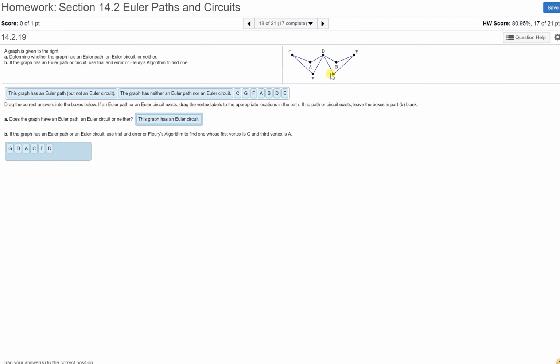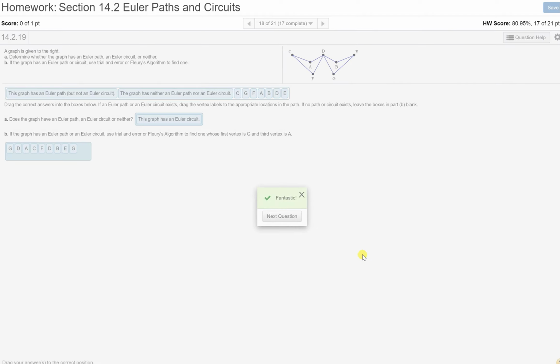Let me make sure I got it. So G, D, A as third. Yeah, and then C, F, D. Now I started at G, D, A, so I already crossed here, so I have to go to B. So I gotta go to B, then I gotta go to E, and then I can finally end up back at G. Excellent, that should do it.